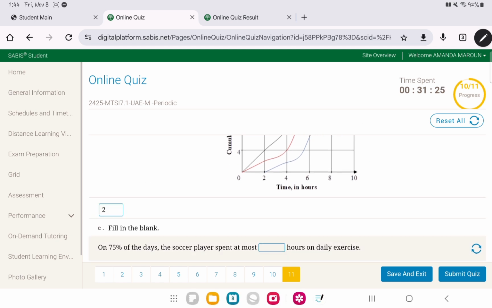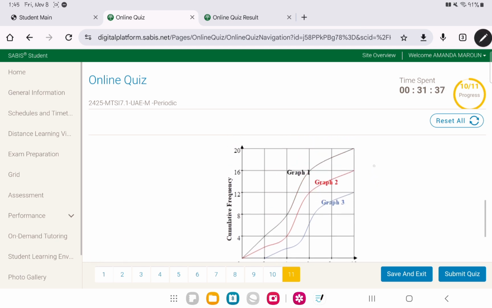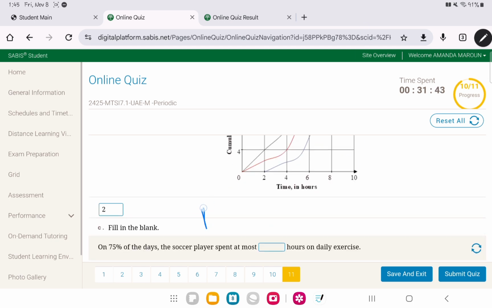Now this is very important. They told us on 75% of the days, the soccer players spent at most how many hours on daily exercise. What we are going to do is take the total. What's the total? You're gonna check it here. So 16, all right? Then you're gonna do 16 times 75%, which is 75 over 100. If you do it on your calculator, you are gonna get 12.